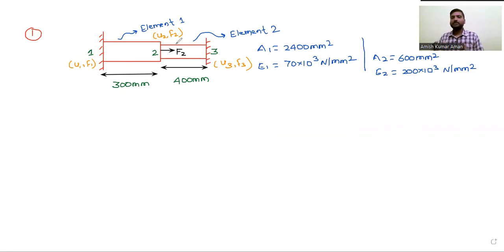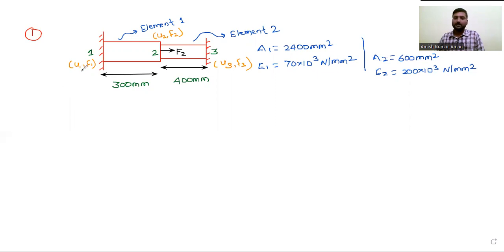Once we have selected the three nodes, obviously this is a problem of two bar elements, element 1 and element 2. Element 1 is between node number 1 and 2. In between node number 2 and 3, there is element number 2. The remaining details are given: length L1 is 300 mm, L2 is 400 mm, area of first element and Young's modulus of first element are given. Similarly, the area and Young's modulus of second element are given.